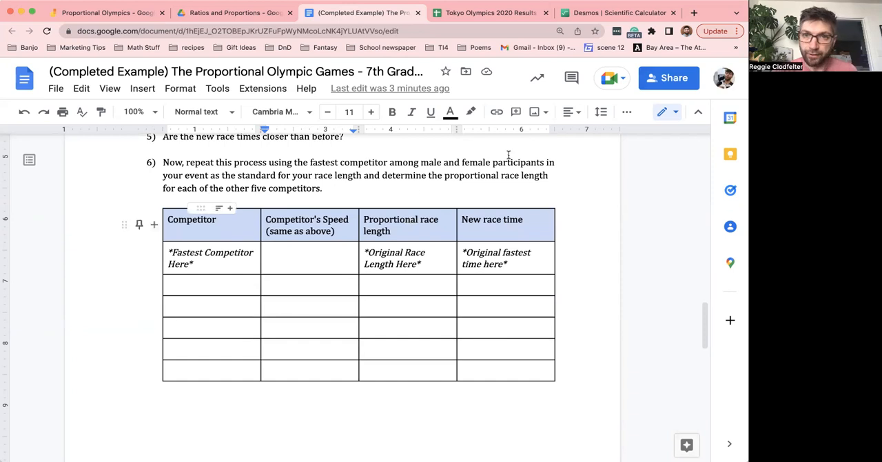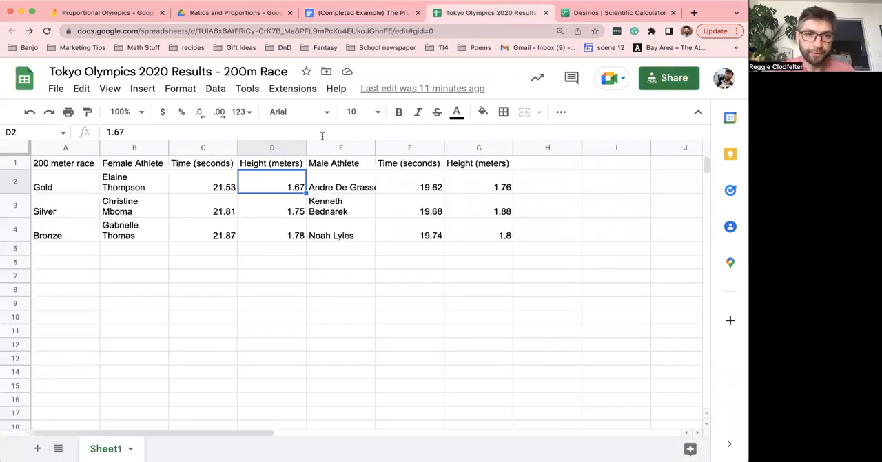So the first thing you're going to do is look and see, out of all of your competitors, and this is on your original results, you just use the spreadsheet for that, who has the shortest time of all the competitors. This is the fastest competitor in the original race. For me, it's Andre De Grasse, who has the smallest time out of all 6.